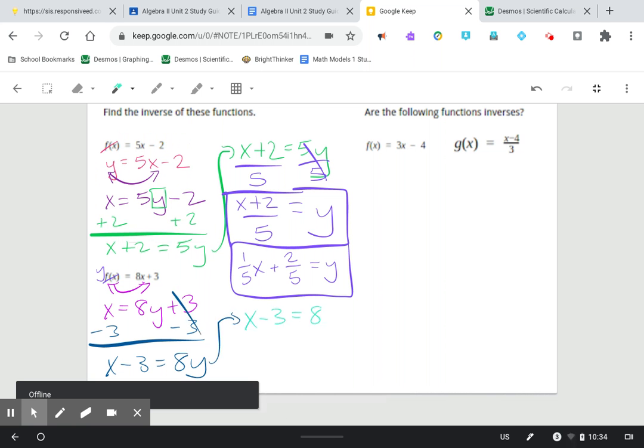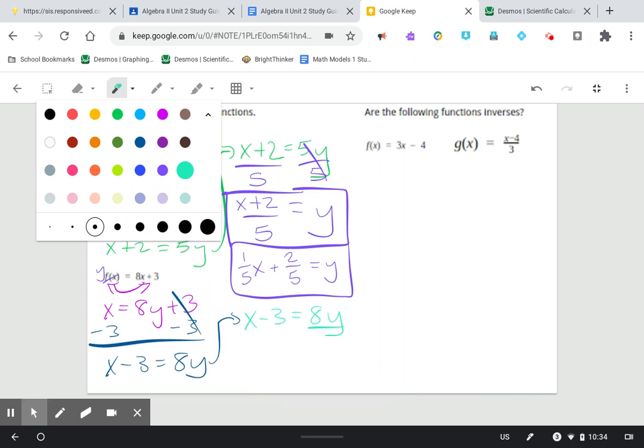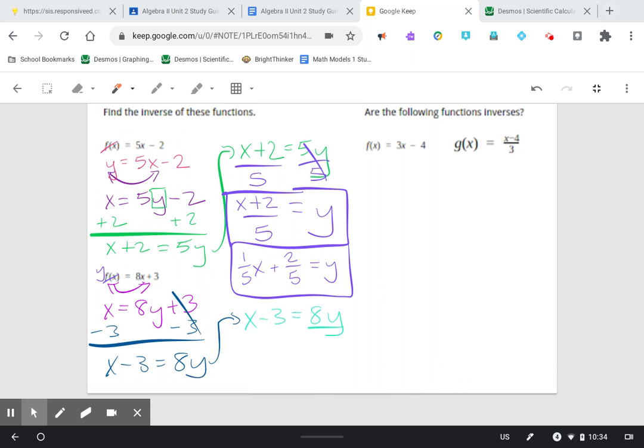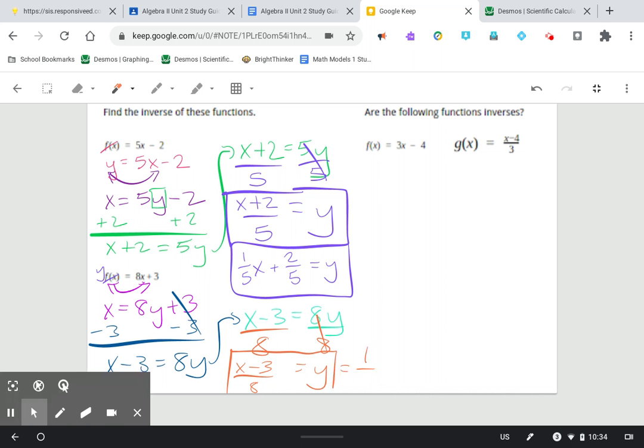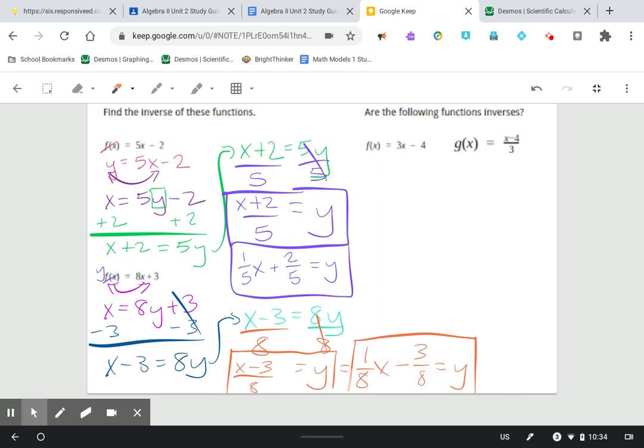X minus 3 equals 8y. We're going to divide both sides of the equation by 8. And we end up with y equals (x minus 3) over 8. It also might look like this, 1/8 x minus 3/8 equals y. Either one of those could be the answer, depending on the way that the answer looks in the problem that you're working on.